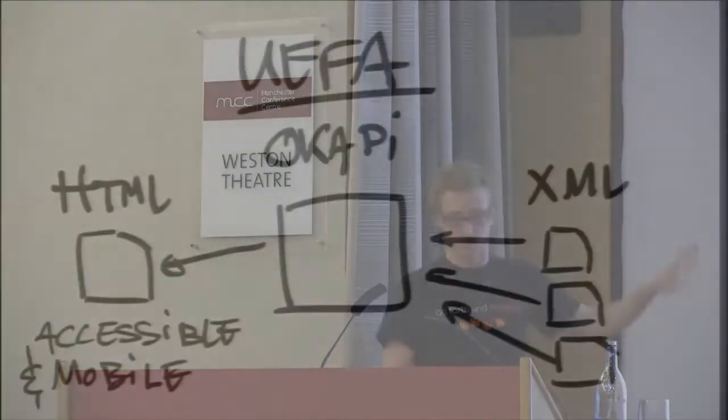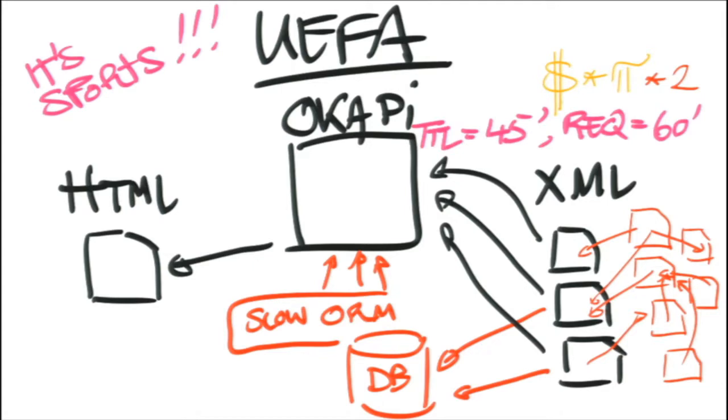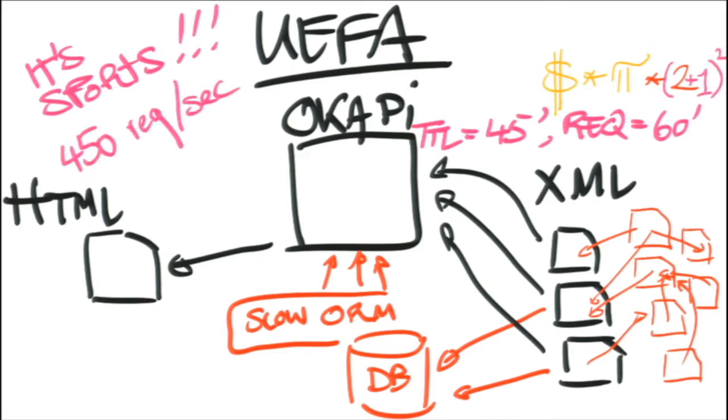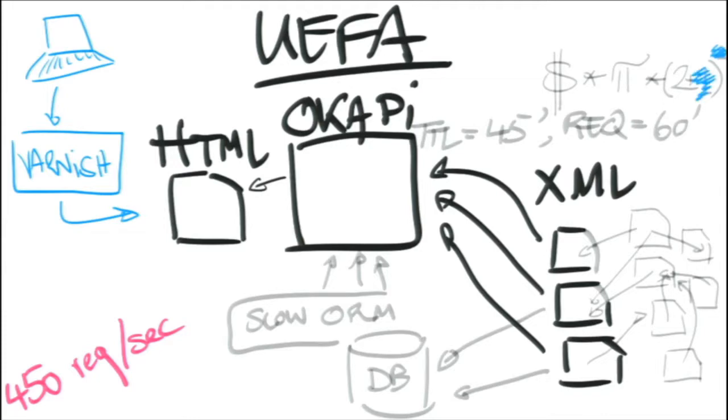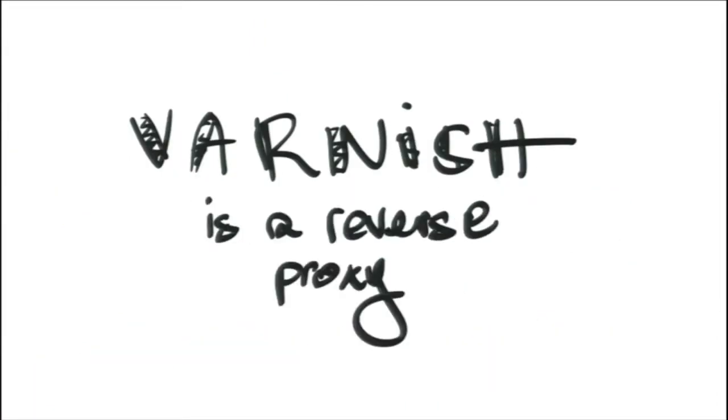Okay, Varnish. So, this is the intro I usually do. We did a UEFA mobile site at the previous place I was working, and I did the estimation in dollars there, and then multiplied it by pi. And then we realized what really was to do, so we had to transform XML, and it kind of went berserk, and in the end we had that reality, and through Varnish, which we put in front, we kind of managed to have it only lose double money. Anyway, Varnish makes websites fly, and it's a reverse proxy.